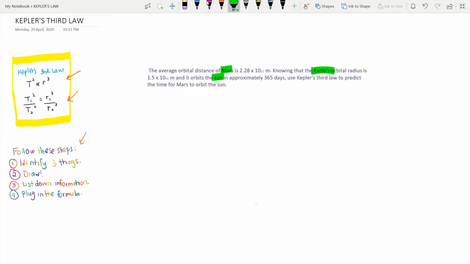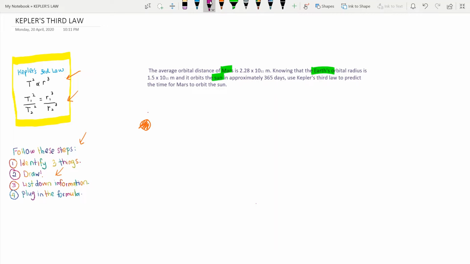Okay, so lepas kita dah identify, we can do step number 2, which is to draw. Okay, bila kita draw, kita akan lagi senang untuk kira sebab kita tahu apa yang kita nak cari. Okay, so bila kita draw, the center would be the Sun. Okay, and then kita akan ada dua planet yang keliling the Sun.